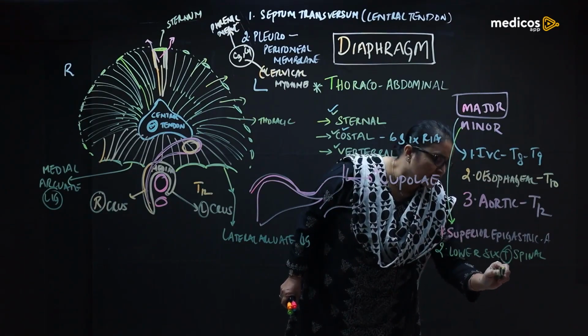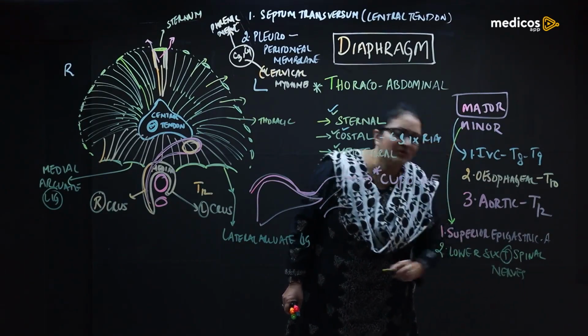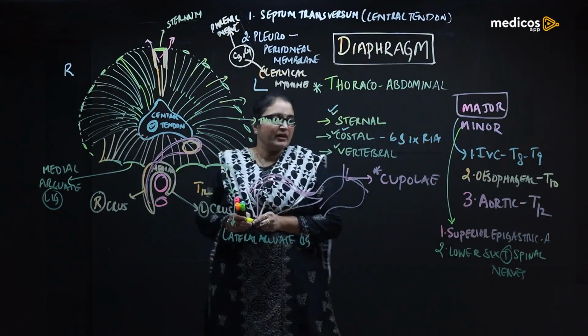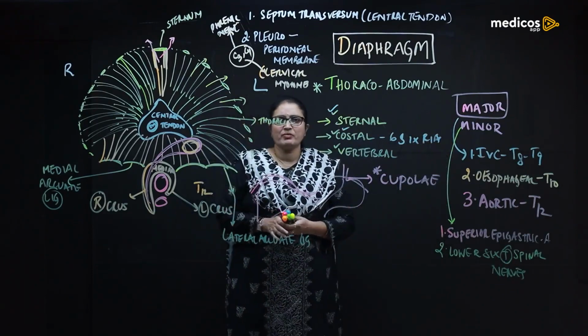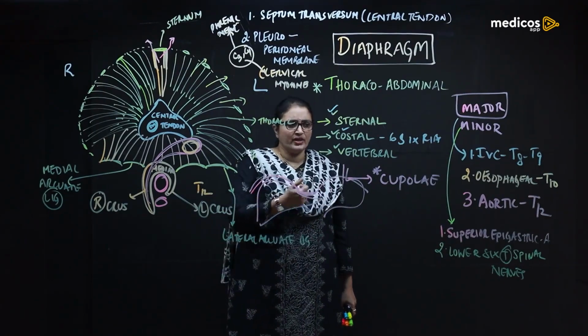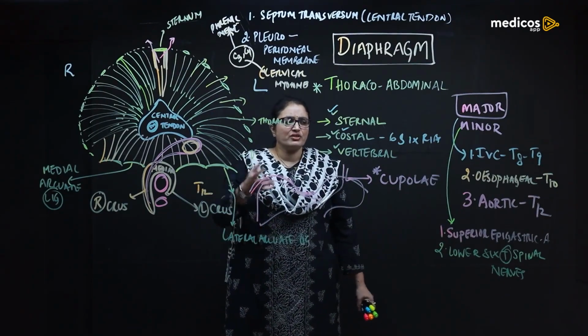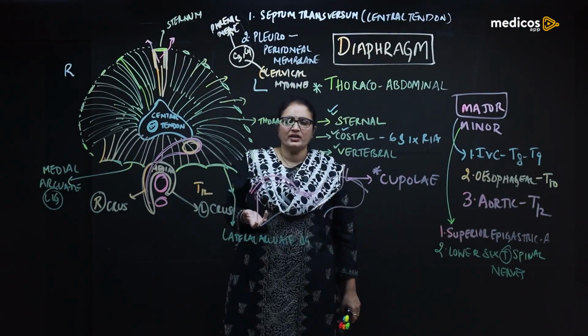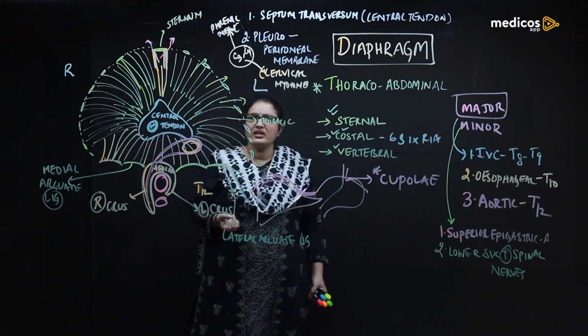Spinal nerves. So these are some of the important minor openings. Please remember the major ones: inferior vena cava, esophageal opening and aortic. The minor ones are for the superior epigastric, which is prominent, and then the lower 6 spinal nerves.